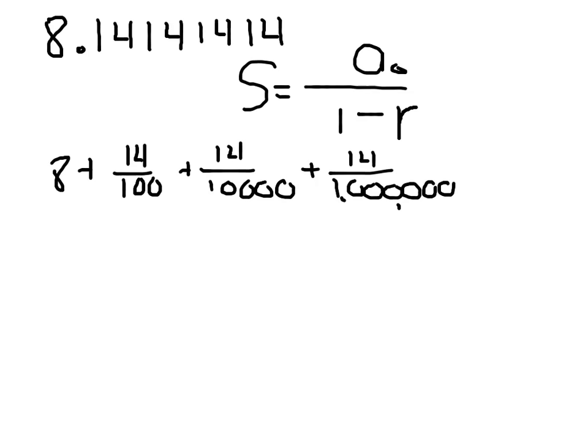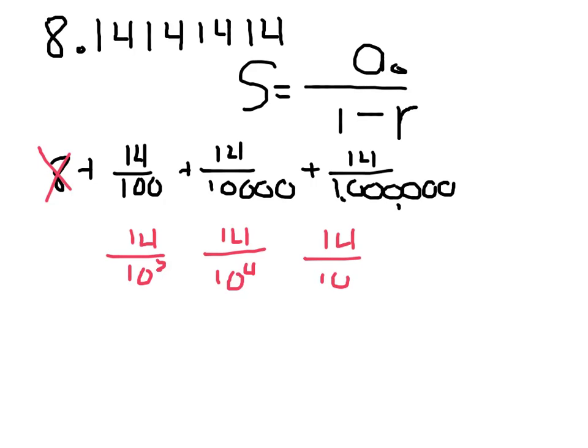And so if I look at that, not the 8, sort of like ignore the 8 for now. But if I look at the other part, this is 14 over 10 squared. This is 14 over 10 to the 4th. This is 14 over 10 to the 6th. This is a converging series. And the first term is 14 over 100. And the common ratio is 1/100th.